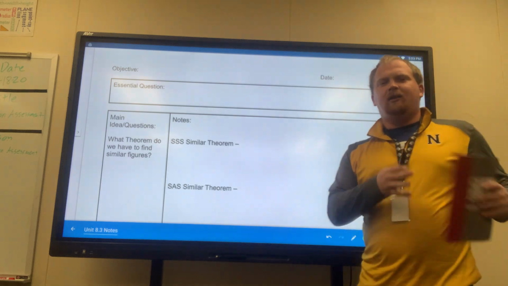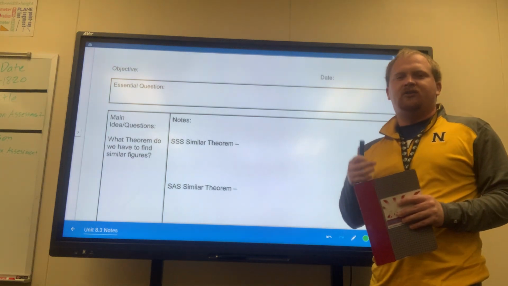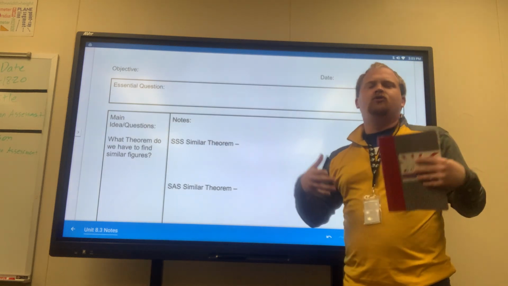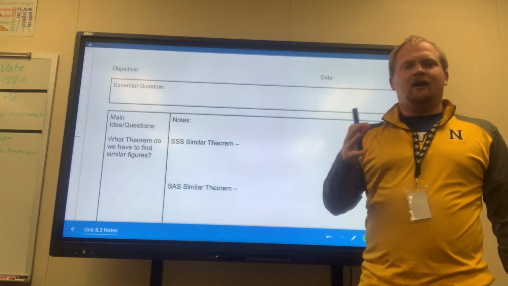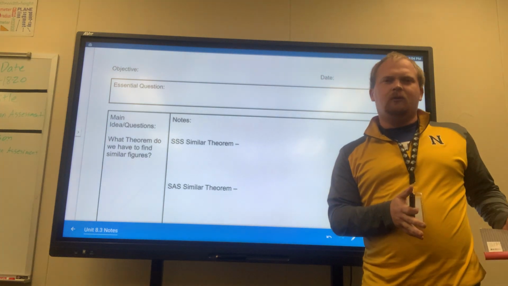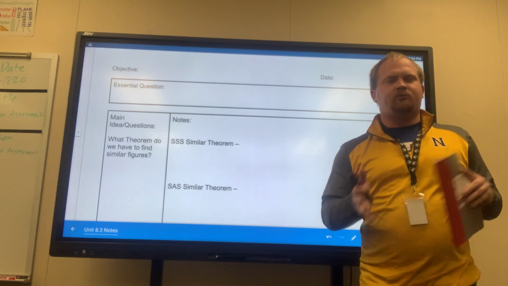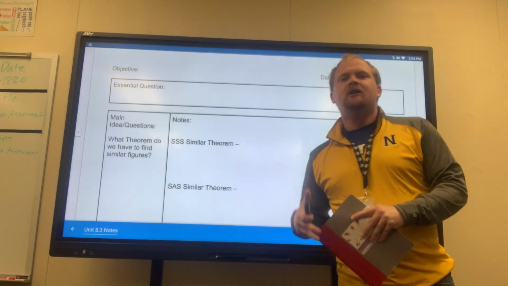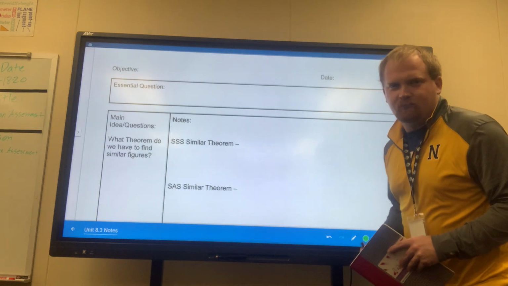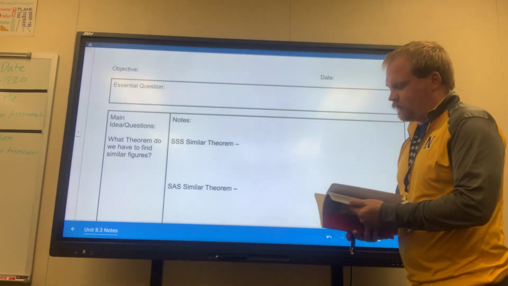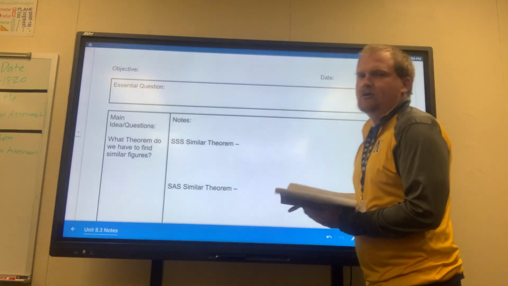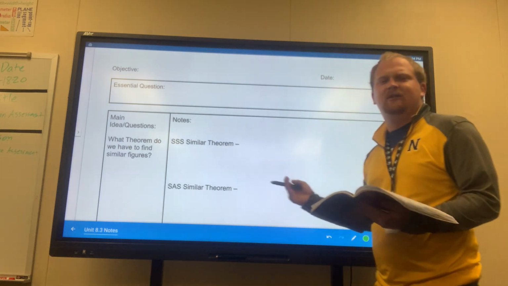Just like in the previous unit we talked about with side-side-side or side-angle-side, this principle can actually be used for similar figures as well as congruent figures. We already talked about finding congruent triangles from side-side-side or side-angle-side. But this time, we're going to use similarity for side-side-side as well as side-angle-side. Now, what do we do with the side-side-side similarity theorem?